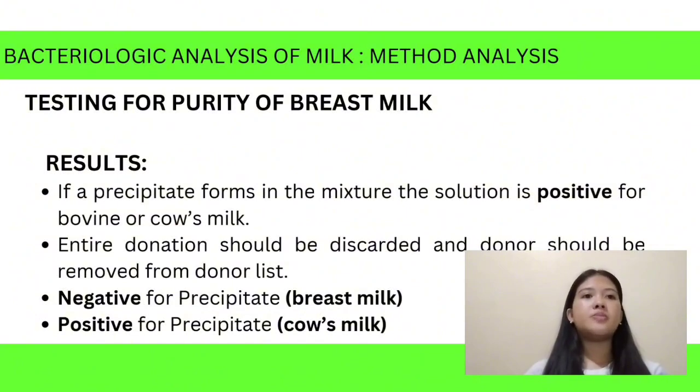After the method has been done, observe these results. If a precipitate forms in the mixture, the solution is positive for bovine or cow's milk. So the entire donation should be disregarded and donors should be removed from the donors list. Negative for precipitate is the occurrence of breast milk. Positive for precipitate is the occurrence of cow's milk.